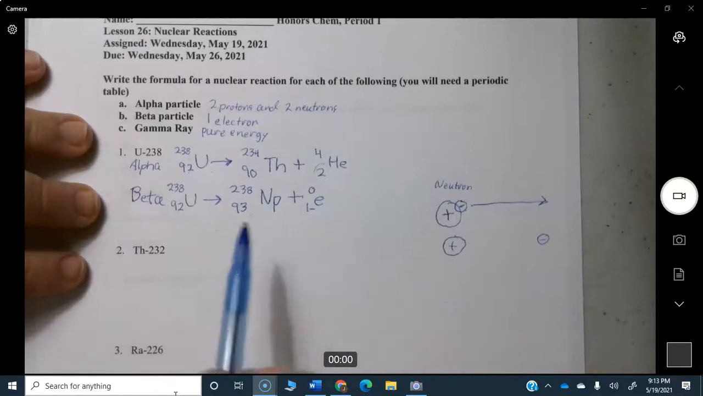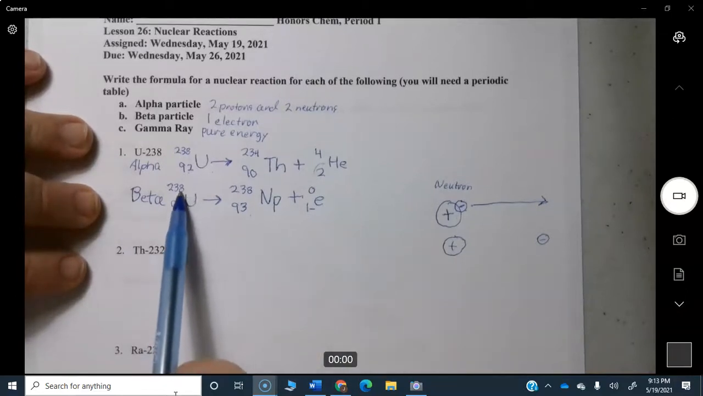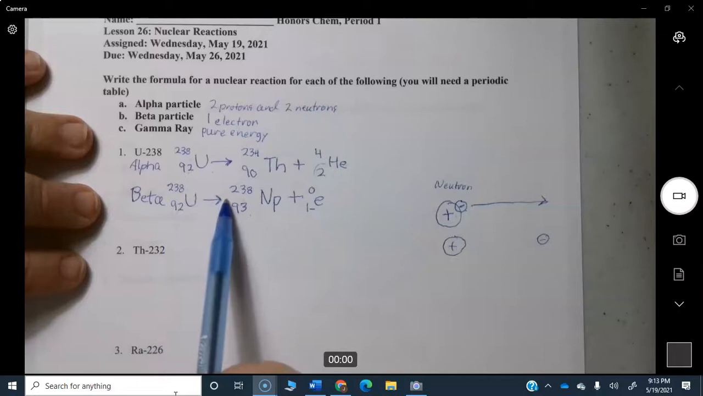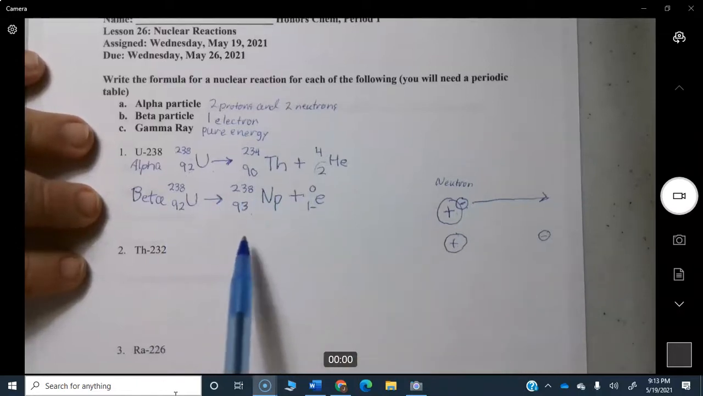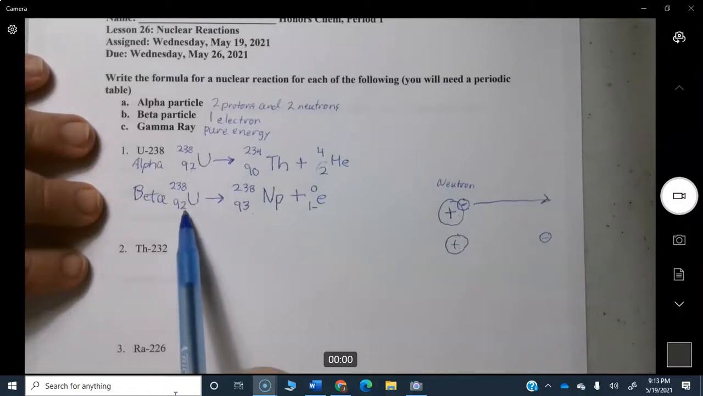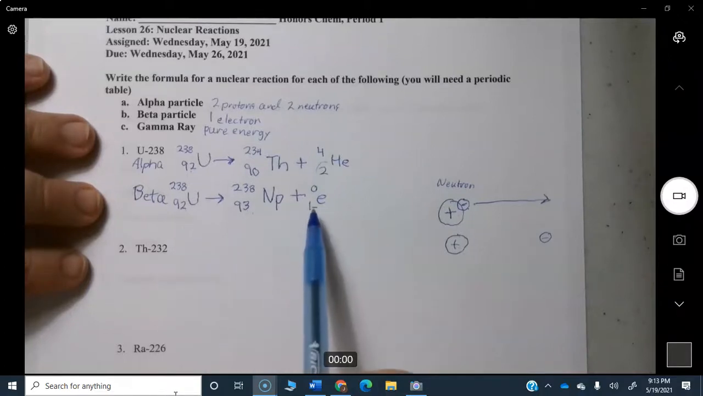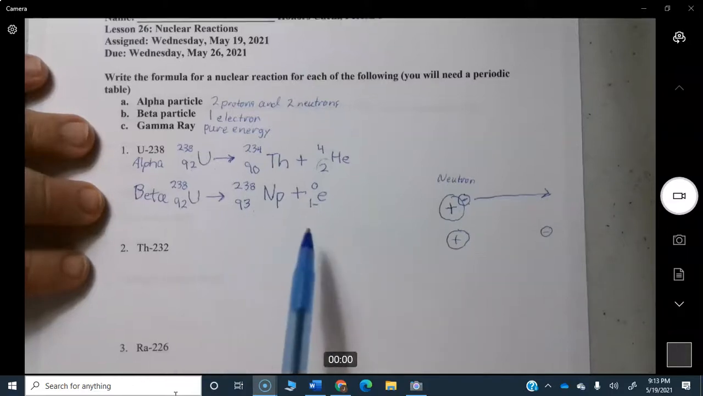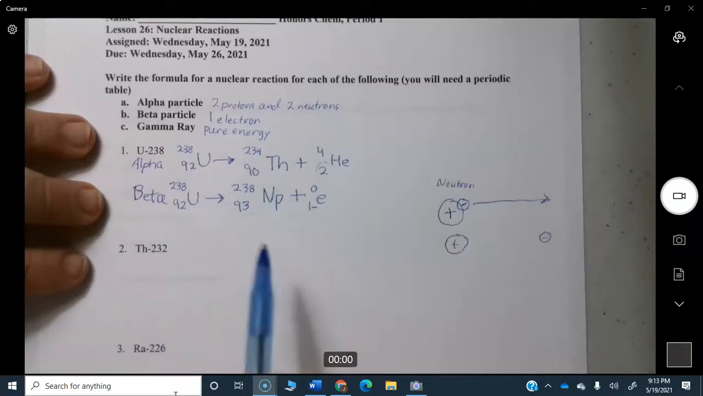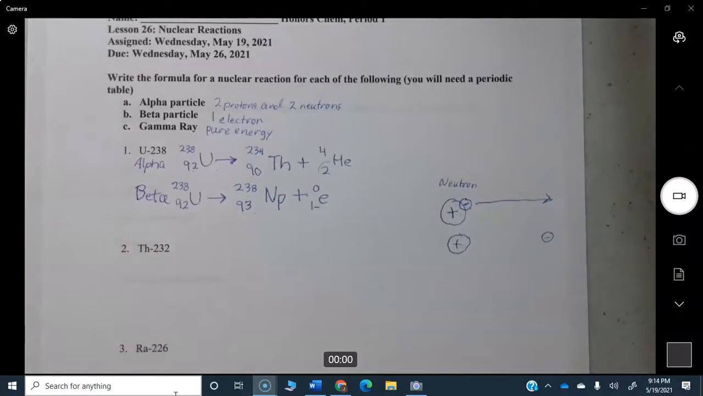So again, we can check to see if we're balanced. 238 on the left side of the arrow equals the right side, which is 238 plus 0, that's 238, so they balance. Over here, 92 on the left side, 93 minus 1 is 92. So the right and left side balance there. So that's the equation for the nuclear reaction.